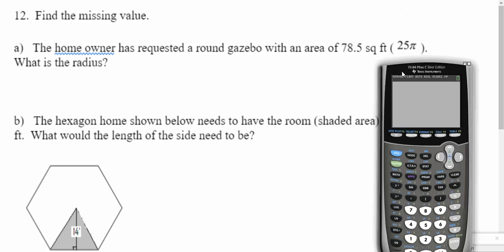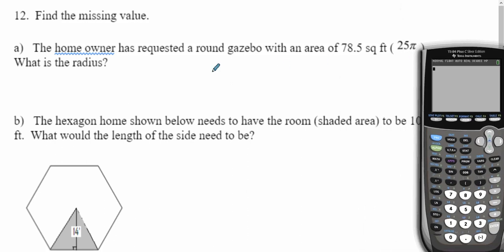Okay, so problem number 12. These A, B, and C are not really related to each other, but I'm going to stick them together here. A homeowner has requested a round gazebo with an area of this or 25 pi. I'm going to use this one, and I'll show you why.